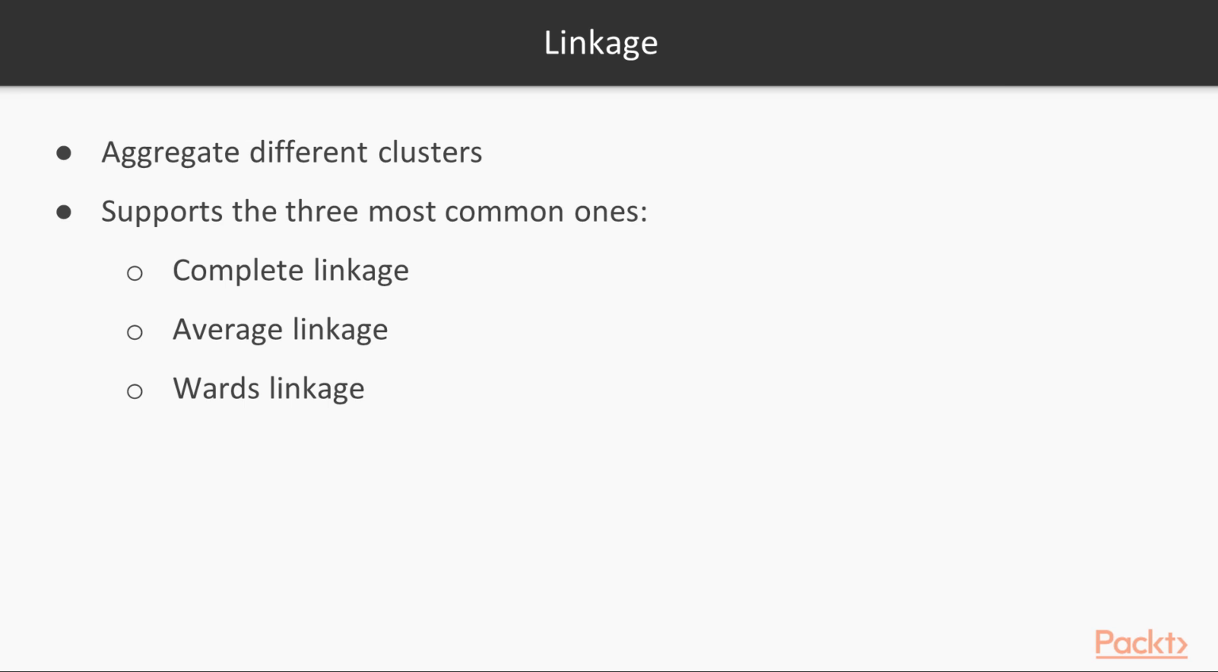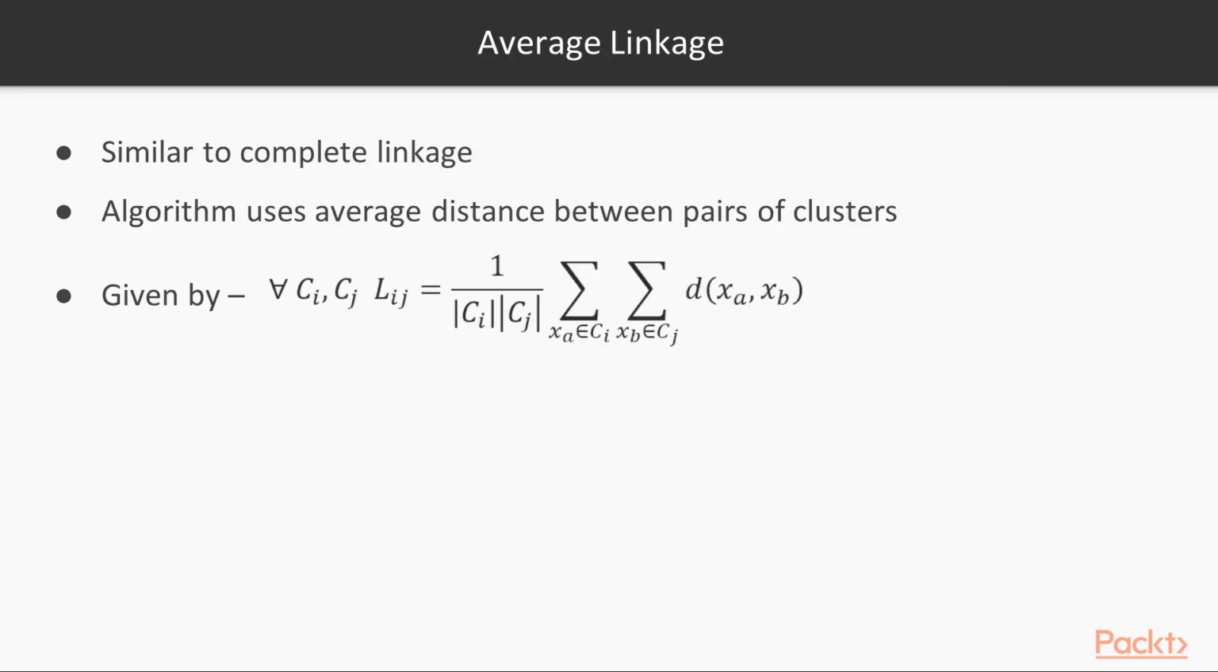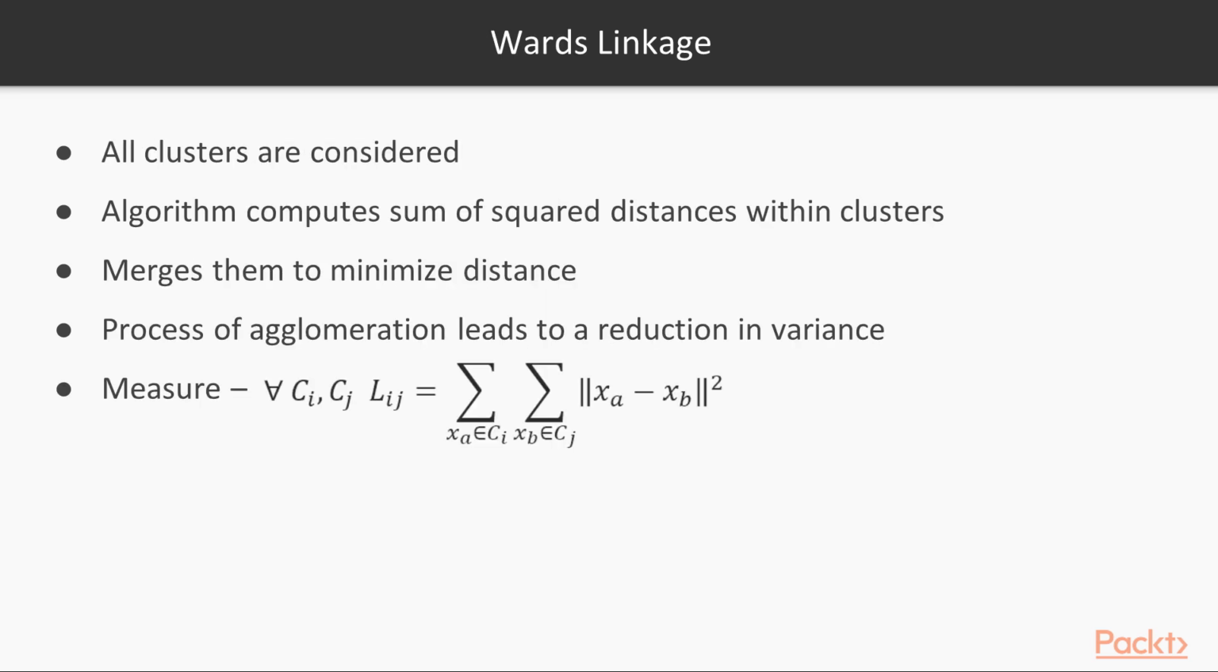Once a metric has been chosen, the next step is defining a strategy, also called linkage, to aggregate different clusters. There are many possible methods, but Scikit-learn supports the three most common ones. Complete linkage. For each pair of clusters, the algorithm computes and merges them to minimize the maximum distance between the clusters as shown. Average linkage. It's similar to complete linkage, but in this case the algorithm uses the average distance between the pairs of clusters as shown.